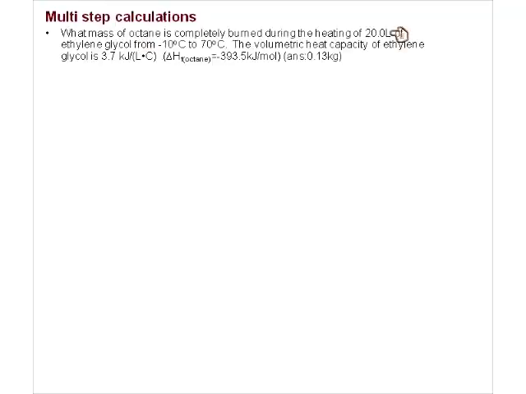So we're going to take 20 liters, which is a significant amount of antifreeze. That's almost a 5-gallon bucket, 22 liters is a 5-gallon bucket, right? We're going to heat that from -10 to 70 degrees Celsius. And it's telling us the volumetric heat capacity.